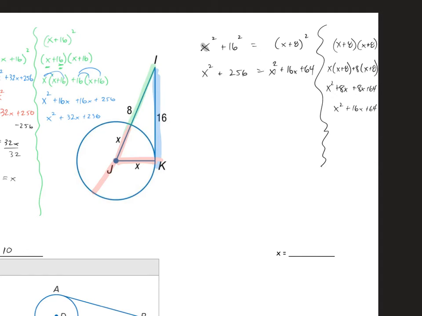So much like last time, we're lucky. When we subtract the x squared from both sides, we get that 256 is equal to 16x plus 64. 256 minus the 64 is 192. So when I subtract the 64, 192 equals 16x. And I divide 192 by 16. And we get that 12 is x. So the length of the radius here is 12.